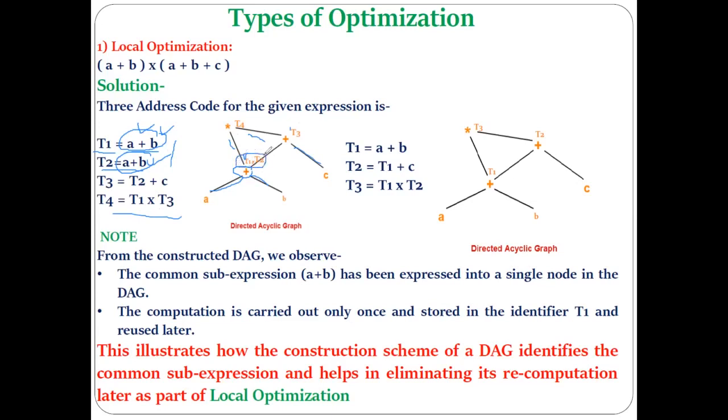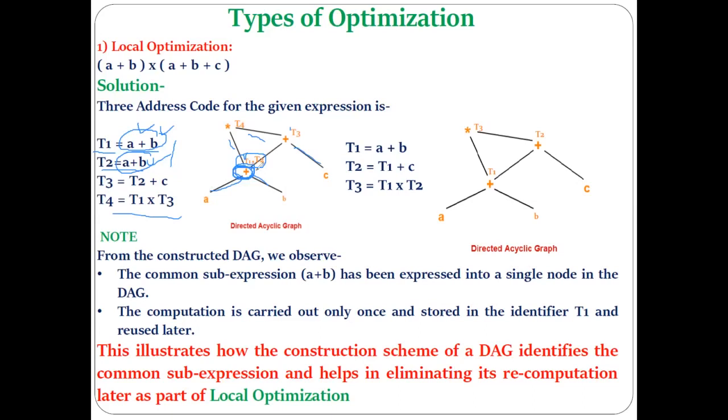Now this DAG can easily tell us that T1 and T2 are both storing the same result, that is, the result of A plus B. Understood? So you can see the common sub expression is detected easily because you have given two names to the single node. What does it mean when two names are given to a single node? It means this is the common sub expression, which is A plus B.